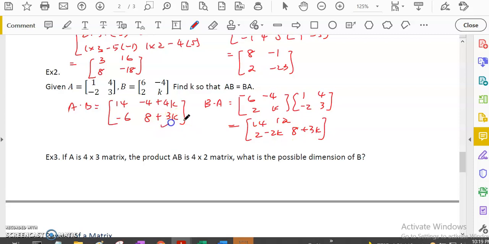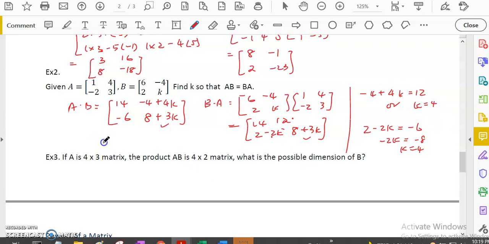So 8 plus 3K is the same in both. This doesn't help us, but this entry has to equal this one, and this has to equal this one. So we can solve either -4 plus 4K equal to 12, or they have to match, right? 2 minus 2K is equal to -6. So let's solve the last one. So -2K would equal -8, K is equal to 4. Is it the same here? If I have -4 plus 16, yes, that's also K equal to 4. So in both of them, K equal to 4 will make AB equal to BA.